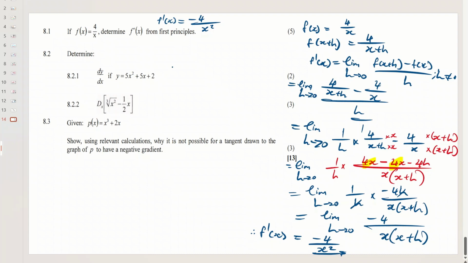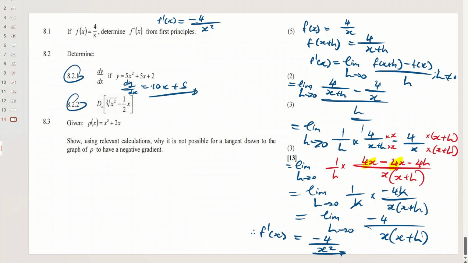This one, you can just take the derivative directly, and you're going to have dy with respect to x. It is just 10x plus 5. But for 2 marks, they're going to mark you guys for this part and then for that part there. Just 2 marks. So you're done with that one.